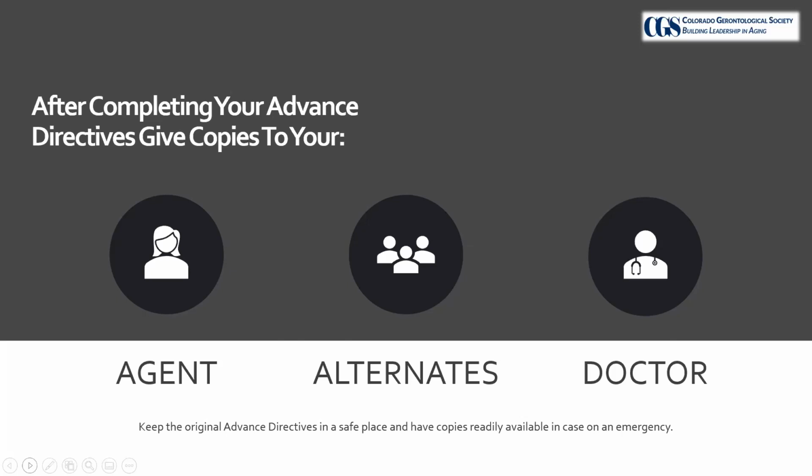Who do you give copies to? First and foremost, you always keep the originals. Make sure you have a folder in a safe place that is accessible to your agent and alternates, where you have all your important documents, including the originals. You make copies and you give copies to your agent, to your alternates, and to your doctor. The most important thing to note is that in case of an emergency, those advance directives need to be available in order for your agent to be able to speak on your behalf. If those documents are not available, then it's as if they don't exist.